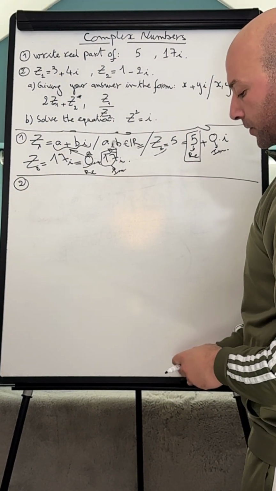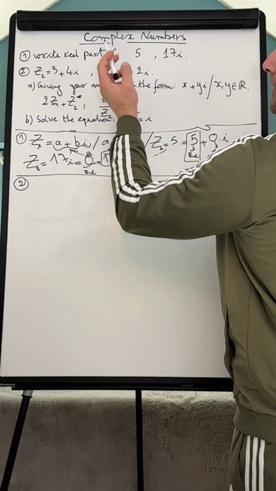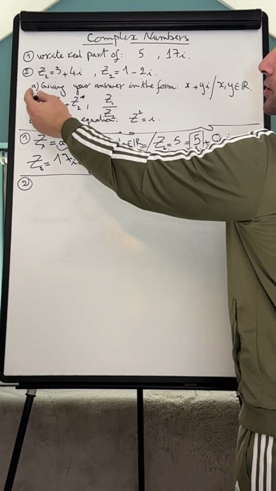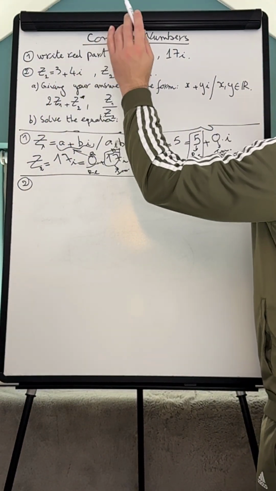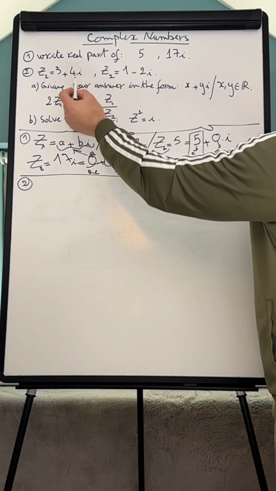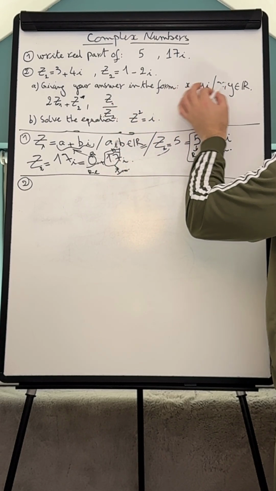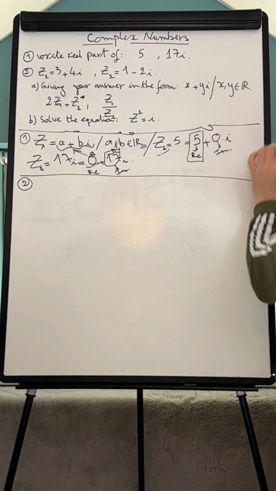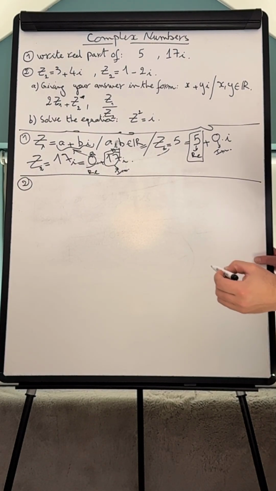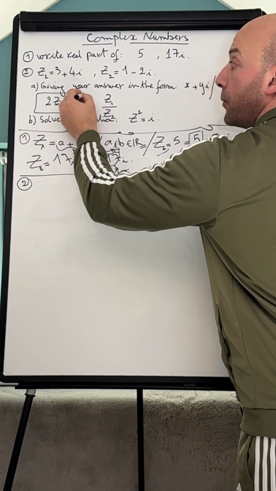We've got two complex numbers here, Z1 and Z2. You've got the formulas, which are simple. The first question has two parts, A and B. A says, giving your answer in terms of x plus y i, where x and y belong to R, write the result of delta, which is 2Z1 plus Z2.